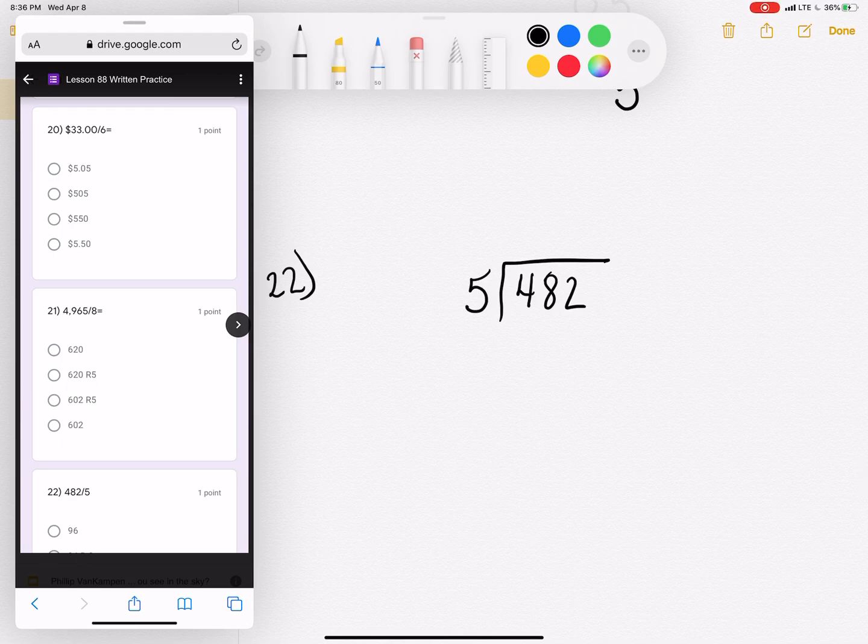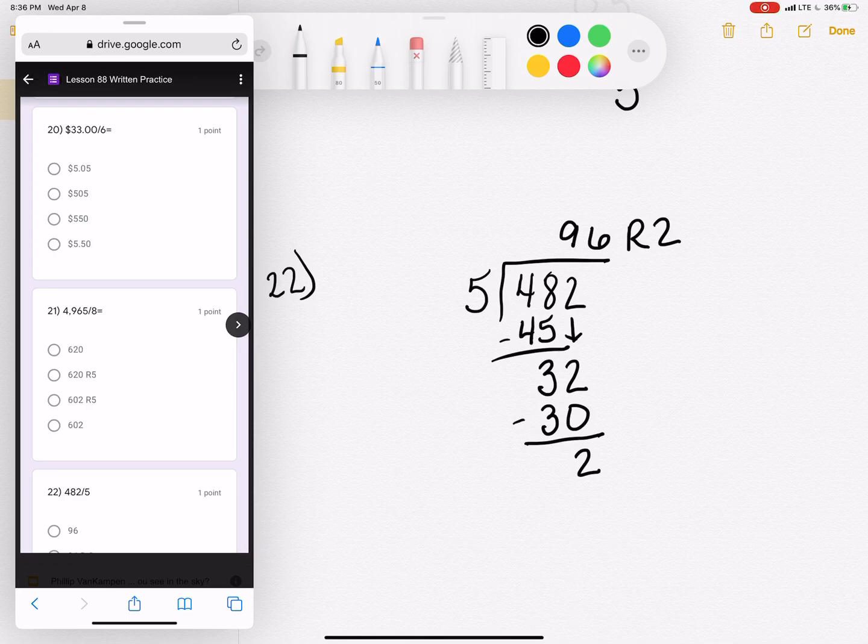Number 22. How many 5s are in 48? 9 times 5 is 45. That leaves us with 3 left over. Bring down your 2. 6 times 5 is 30. There is a remainder of 2. 96 remainder 2 on number 22.